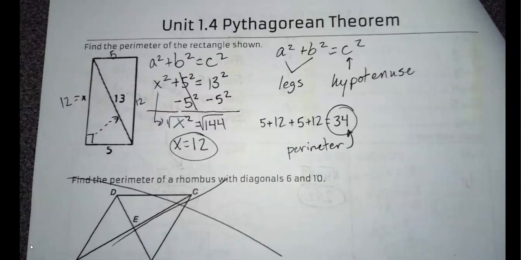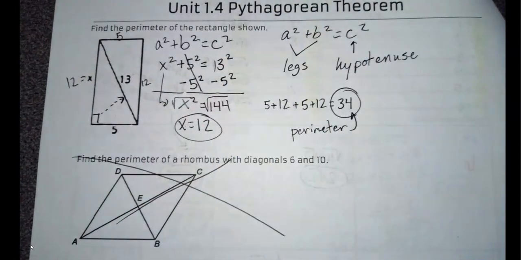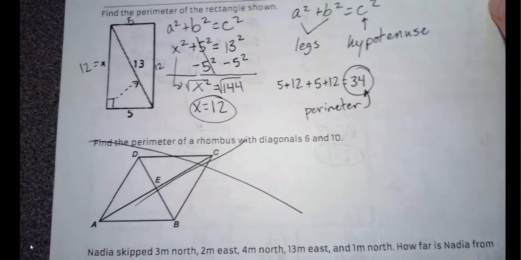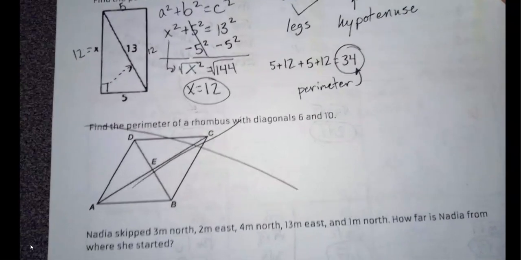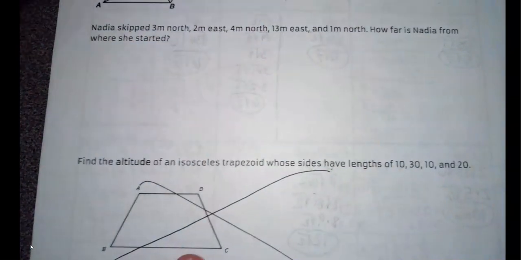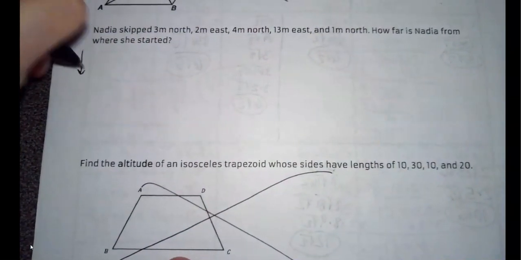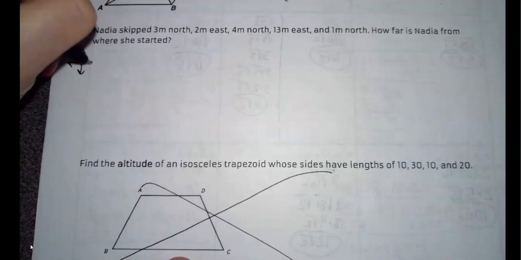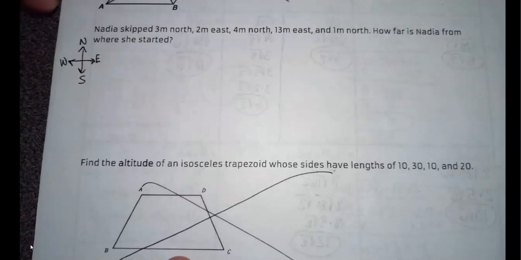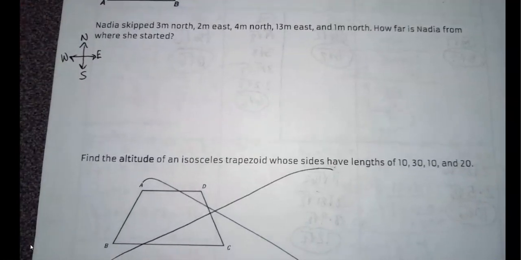So, hopefully a lot of that was review for you, but if it's kind of fuzzy, this isn't the only problem we're going to do. So, all right, we're going to move to a little bit more of a challenge problem down here, because it's still the Pythagorean theorem, but you have to draw Nadia's path in order to figure out what's what. So, anybody remember Never Eat Soggy Waffles?